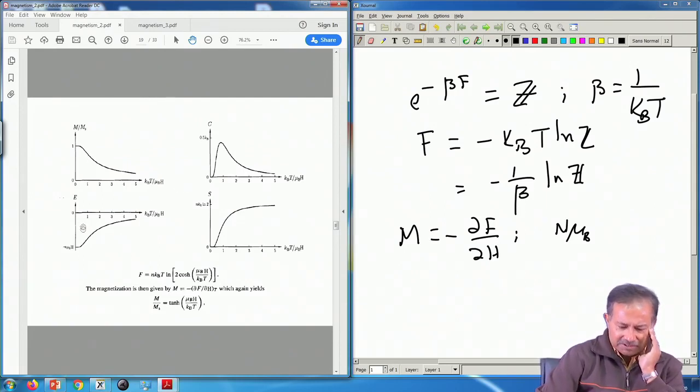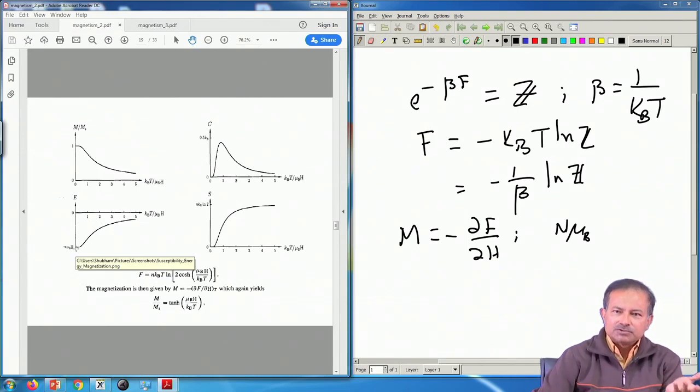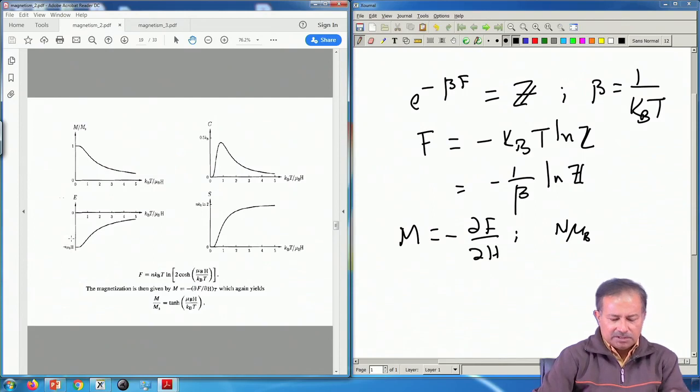The energy, of course, again is the same thing: it is minus N times mu_B H, which is the saturation magnetization, times the number of moments divided by volume. Energy per volume is the energy density. It starts from a large negative value and goes towards 0.